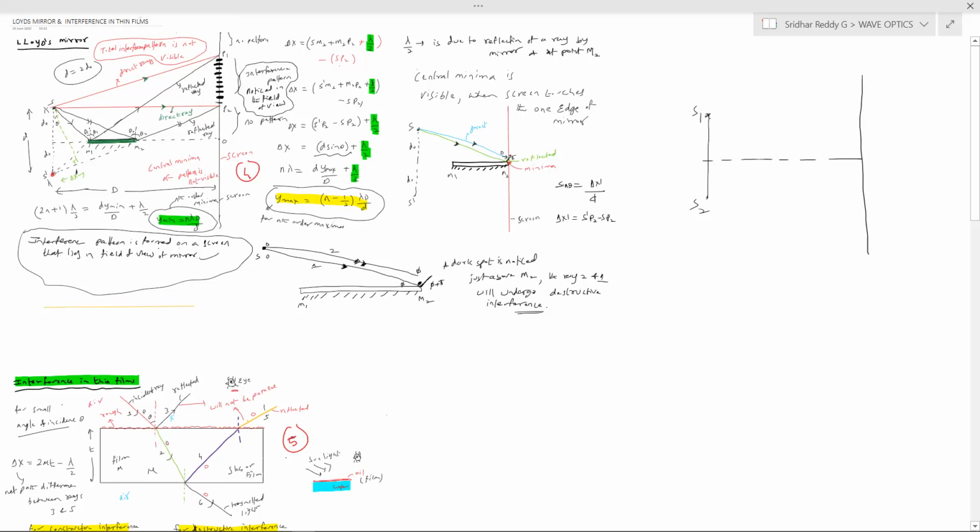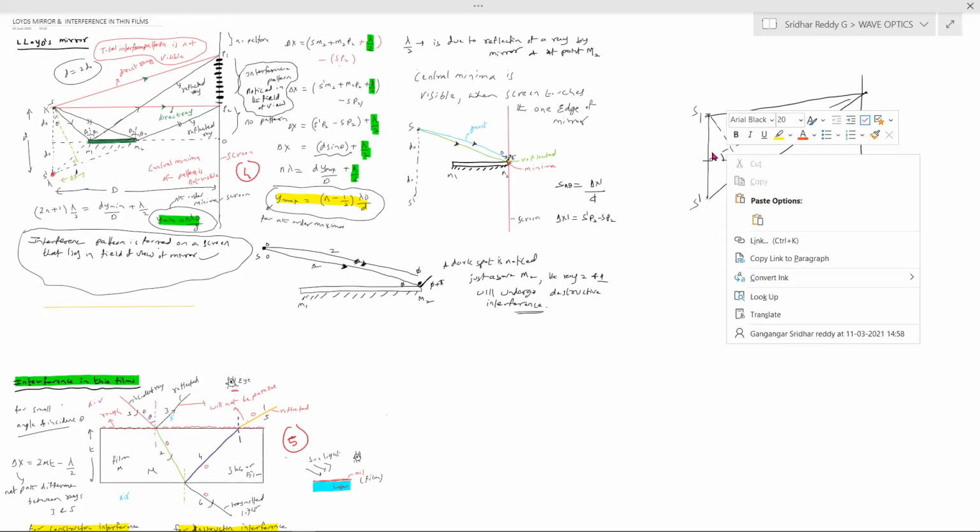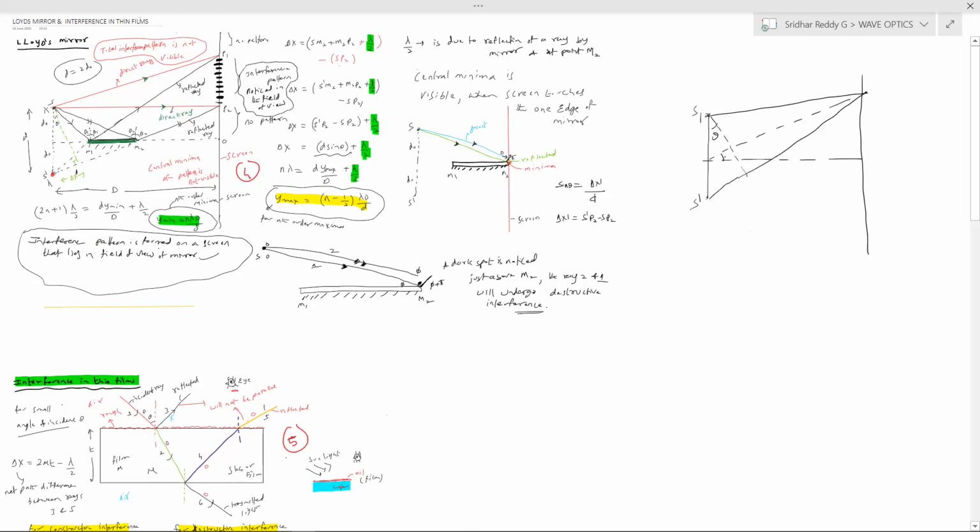Look at this now. So this will be the f dash. We'll write it. Same idea as in YDSE, or similar idea here. This angle I'll call theta. d sine theta. This is theta, this is Y, this is capital D, and this is delta x dash.